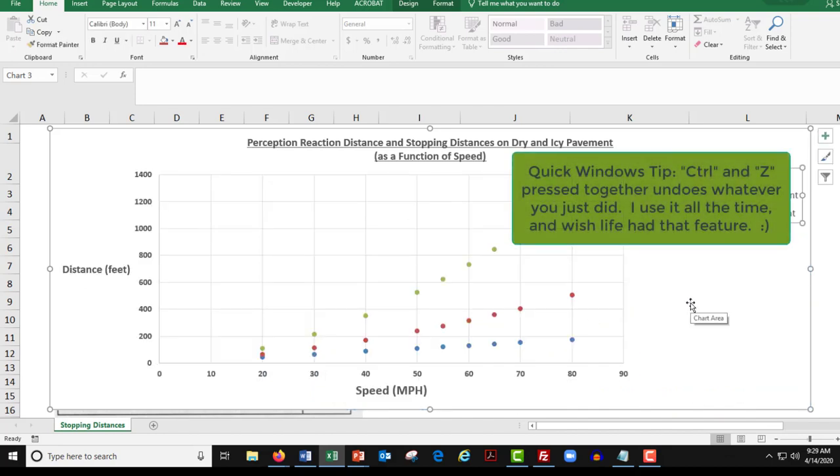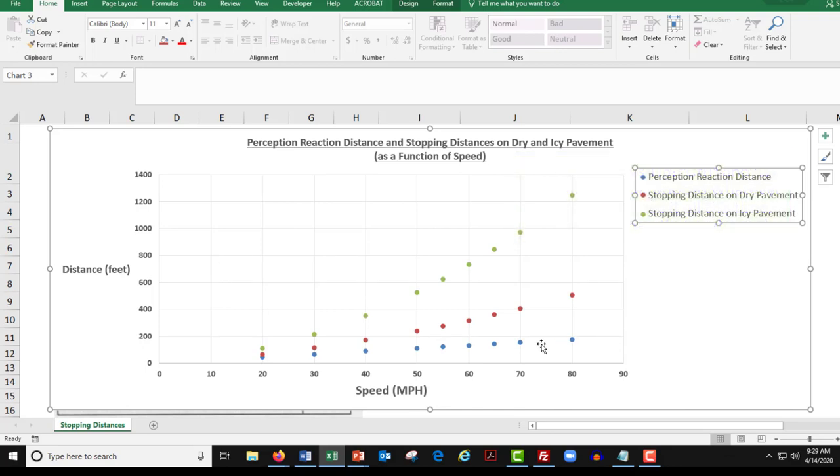Okay, now we know that the perception reaction distance was linearly correlated. That means that as our speed increases, the perception reaction distance increases linearly. Let's take a look at the stopping distance on dry pavement.